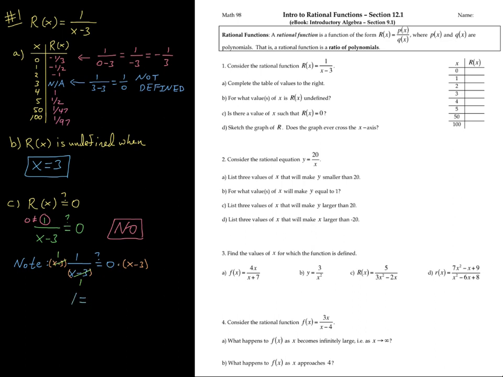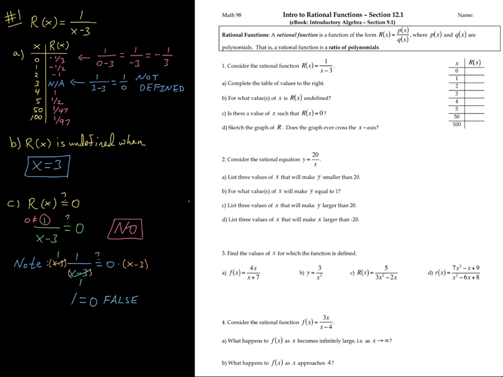But on the right, I get 0 times, well, anything is going to be 0, right? 0 times x minus 3 is 0. And this, of course, is false. And so for that reason, solving this leads us to this contradiction. So in other words, there is no value of x that would make this equation true. So again, our answer would be no.